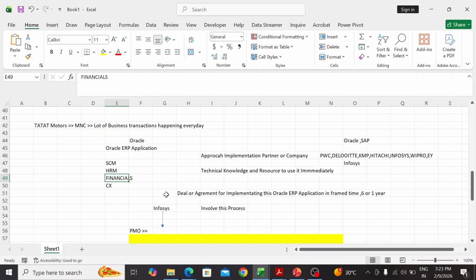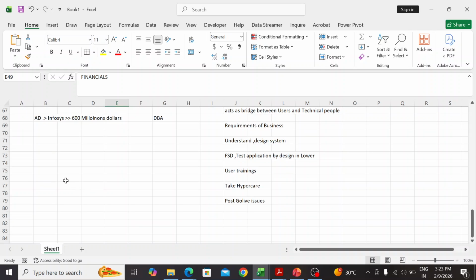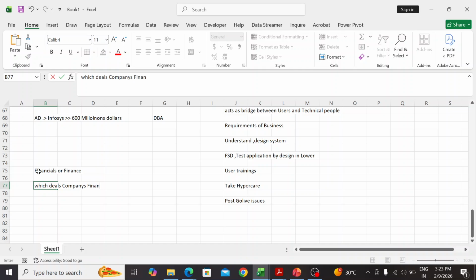So when it comes to streams of this ERP application, one of the most important streams is financials. We can understand financials in a simple way: finance, in simple words, deals with companies' finance. Finance is nothing but money or capital or funds, and it deals with the accounting.